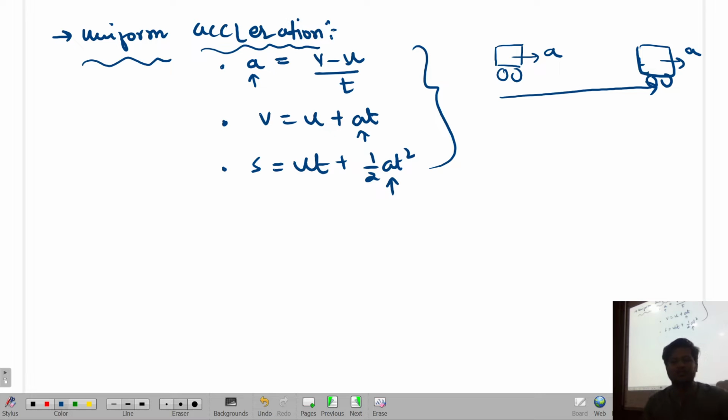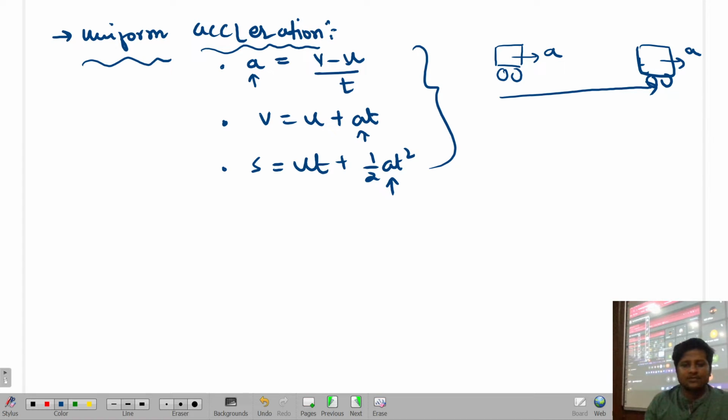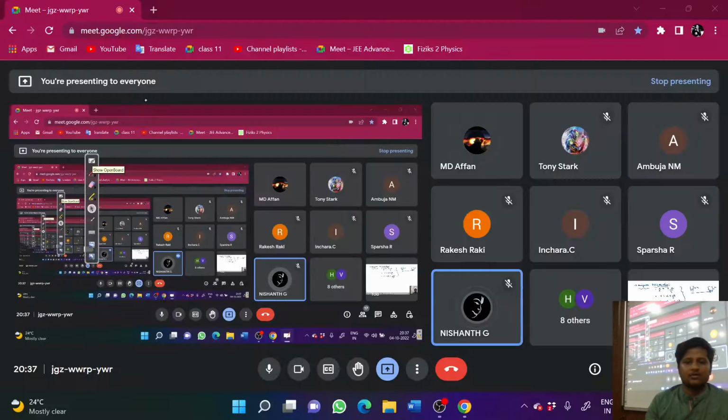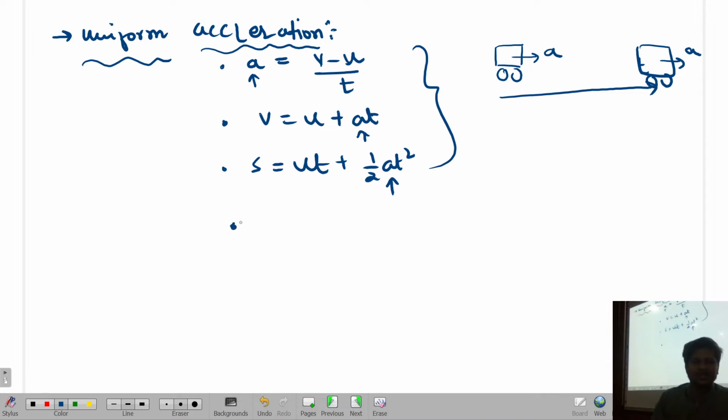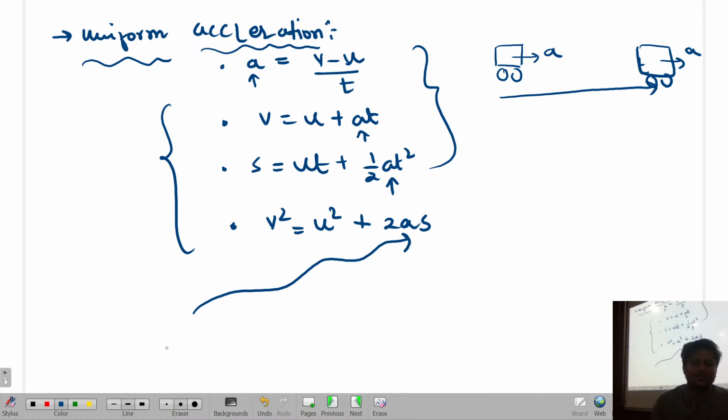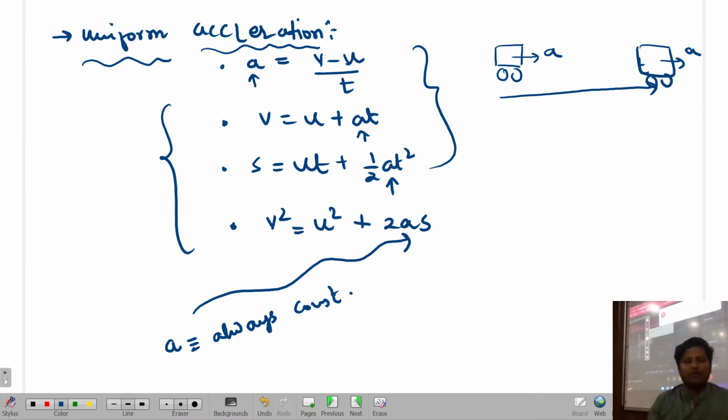Am I clear or not? Tell me yes or no. This is the first basic concept. Is it okay with you guys? Yes, sir. Okay. Now, the last formula that we can utilize is v square is equal to u square plus 2as. Whichever of these formulas you check, one thing is very common: this acceleration is always constant. If acceleration is always constant, what is going to happen? You will have the uniform acceleration case.